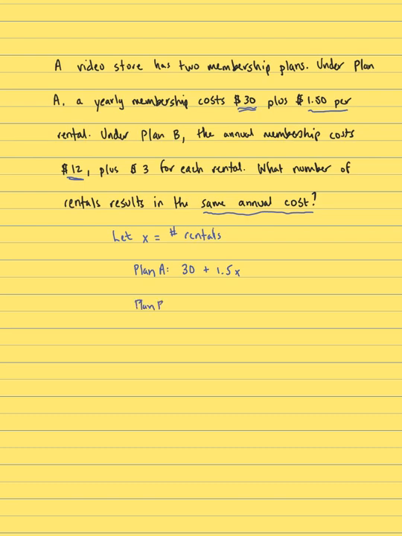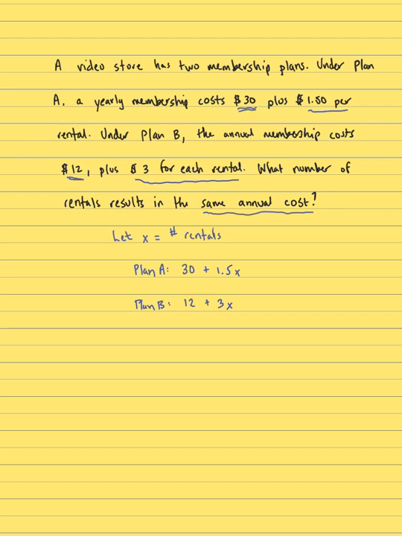Plan B says that the annual membership costs $12. Again, that's a fixed cost. We have to pay whether we use it or not. And $3 for each rental. So that would be plus 3 times x, right? $3 times the number of rentals.